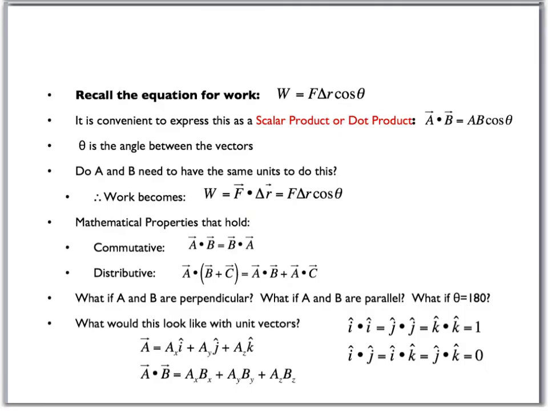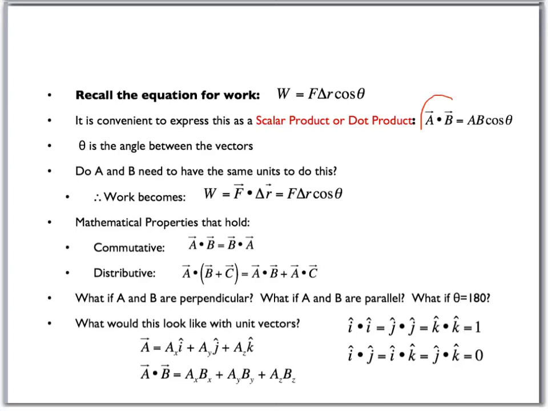So let's recall the equation for work. Remember we said that work is equal to F delta R times the cosine of theta. What is interesting about this is that it is oftentimes convenient to express this as a scalar product or as a dot product. So let's take a look at what the dot product actually is.